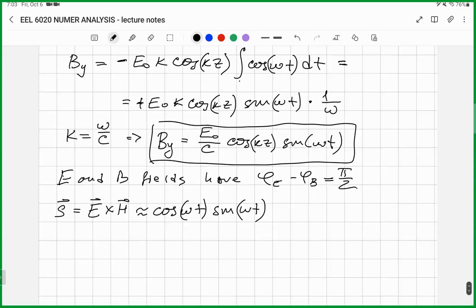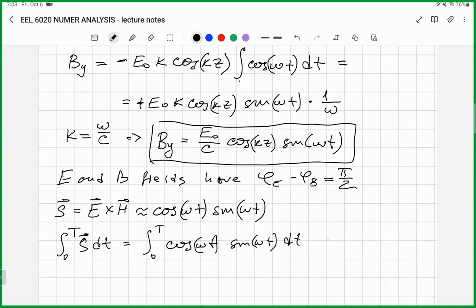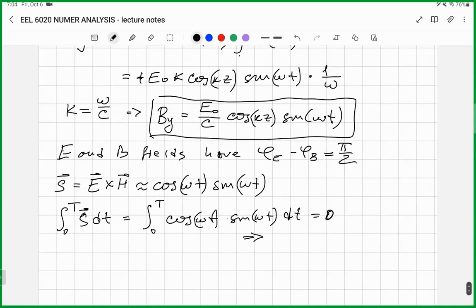Cosine omega t times sine omega t. If you average this Poynting vector over time, what would you get? You would get 0, because the integral over the period of cosine t times sine t is equal to 0. These functions are orthogonal, and the integral is equal to 0. So the energy doesn't propagate.